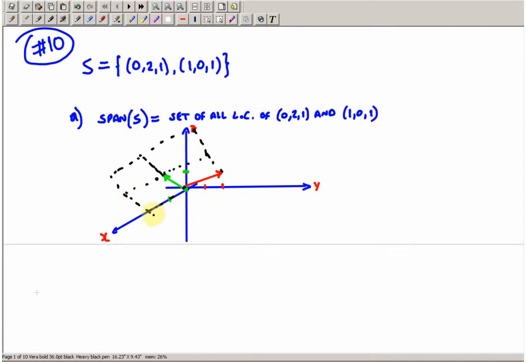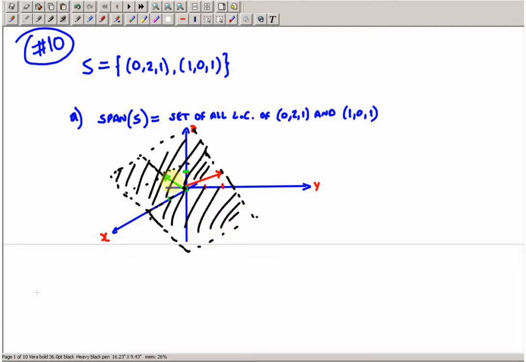I guess this would be one way. That's the plane. It keeps going, right? It keeps going this way. That's part of the plane, that's not the whole plane. The plane is infinite. It keeps going forever.